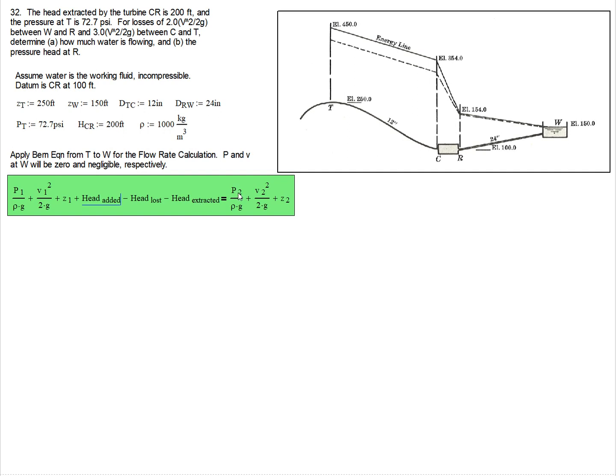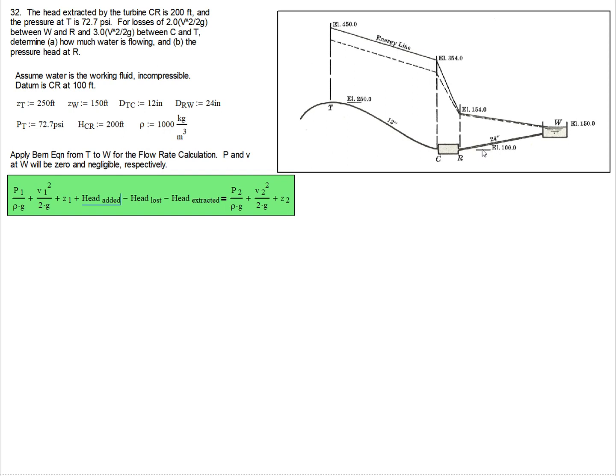And then we've got our pressure term at P1, right, or at PT. Are we going to have a velocity term at position 1 or T? Yes, we will. We will also have Z, and then we will have a pressure term at W. No, we will not, because we will be working with gauge pressure. So that's going to be 0. The velocity at position 2 or W is also going to be 0.